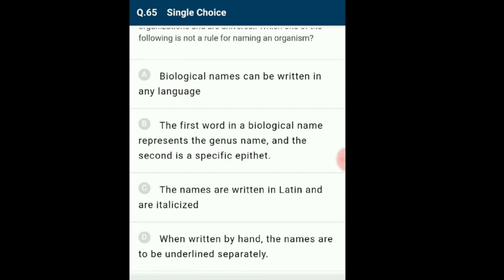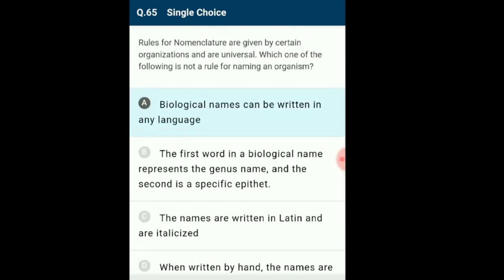Biological names are written in Latin only if they are Latinized. The names are written in italics to indicate Latin origin. The scientific name consists of 2 parts. The first name is the name of the genus and the second name is the name of the species, called the specific epithet. So the answer is option A. Biological names can be written in any language. So that is the incorrect statement.